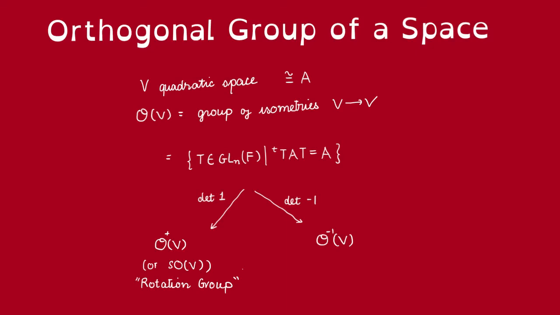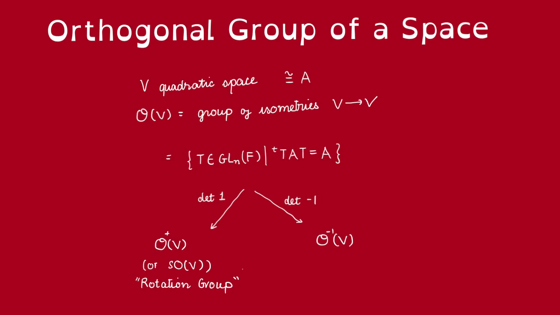Once we have the notion of isometries, we cannot not talk about the group of isometries. So let's study groups of isometries of quadratic spaces. For a quadratic space V, we denote the group of isometries of V by O(V). And as usual, we want to use the tools of linear algebra, so we want to think of this as a matrix group. How do we do that?